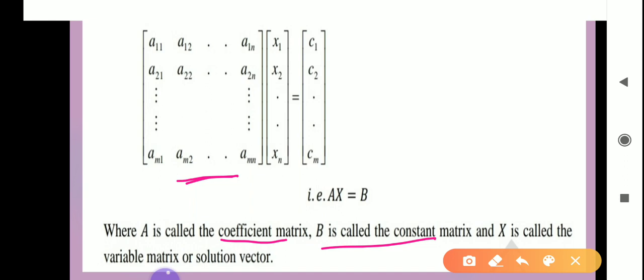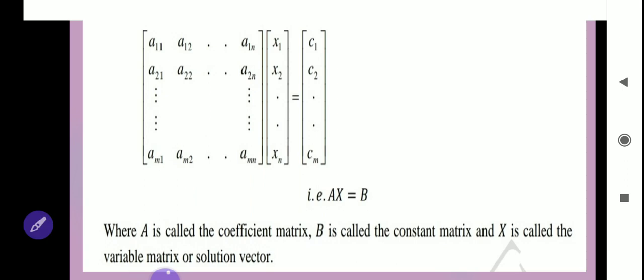Matrix A is called the coefficient matrix, meaning it contains the coefficients of x1 to xn. B is called the constant matrix, meaning this is the RHS, and X is called the variable matrix. We have to determine these variables, or the solution vector. So this is the matrix form of the given system of linear equations.